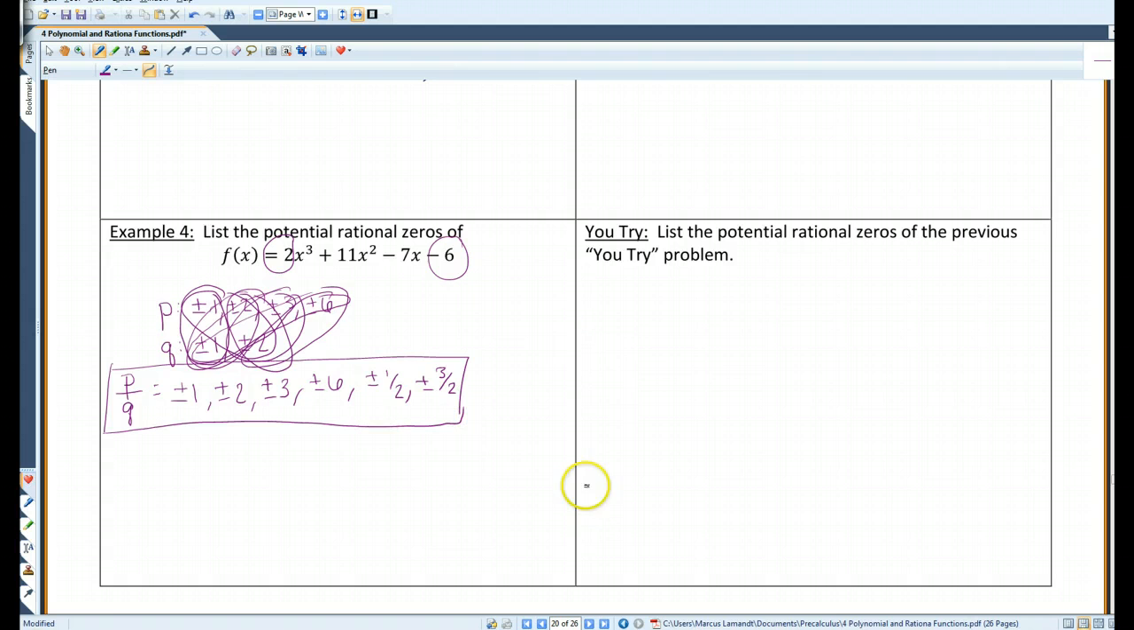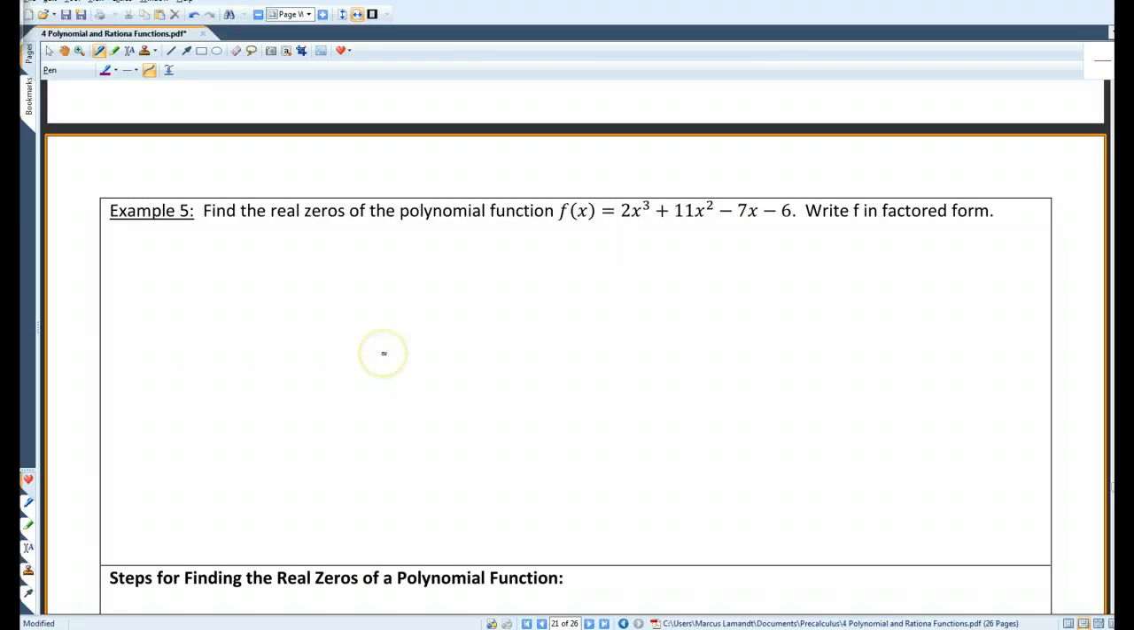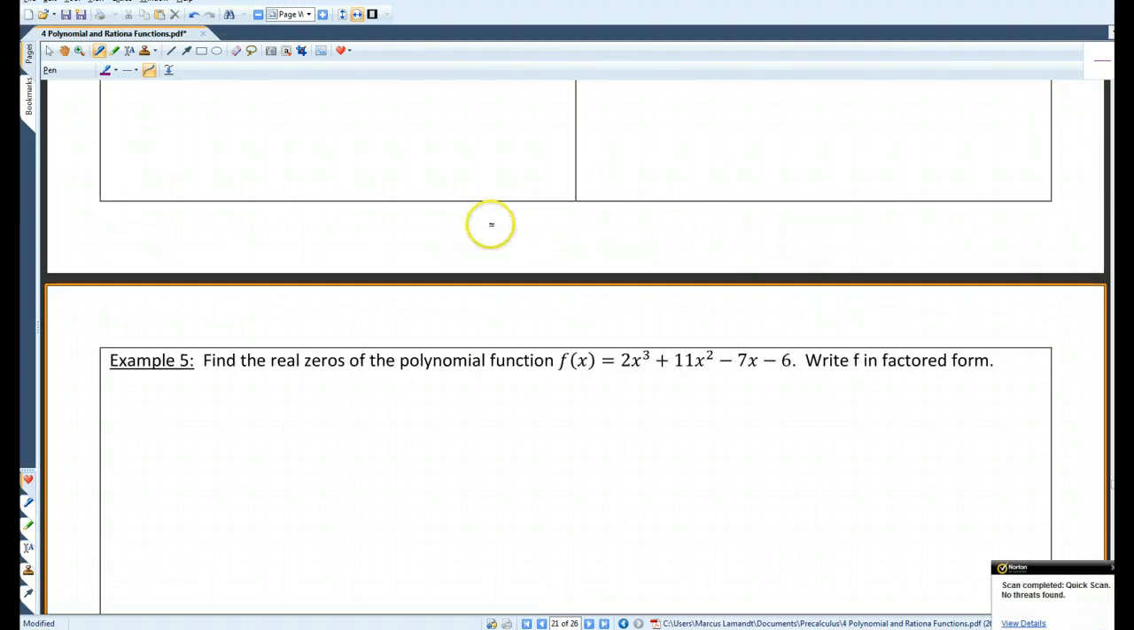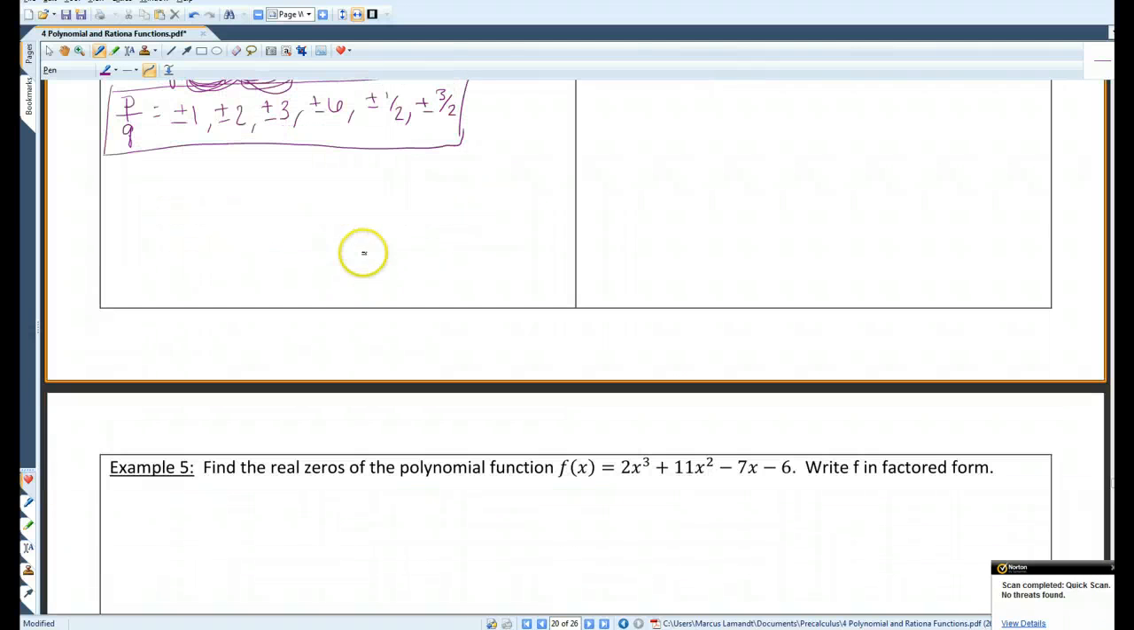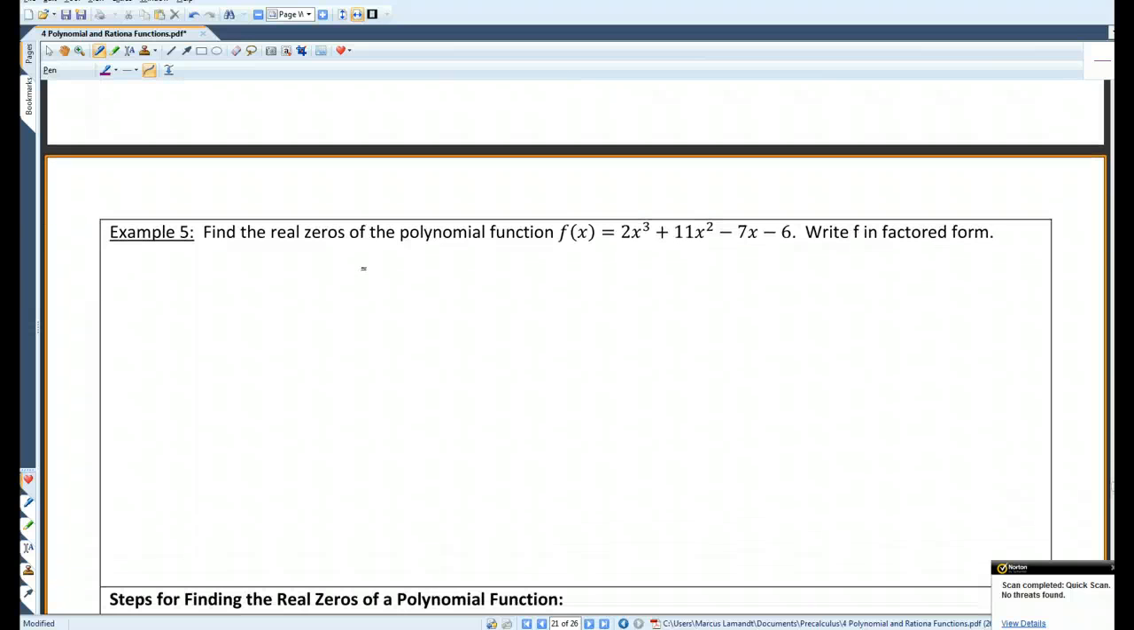Alright, I'll let you guys try the U-try. Find the real zeros of this polynomial function and write it in factored form. So this is the same function as we had up here, so we already know the potential rational zeros. Now, f is a polynomial of degree 3, so there are at most 3 real zeros.